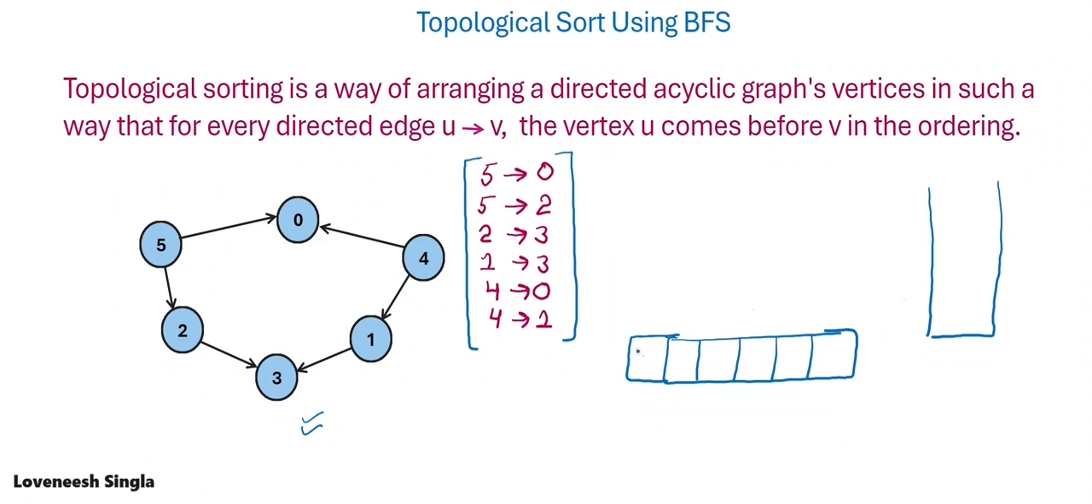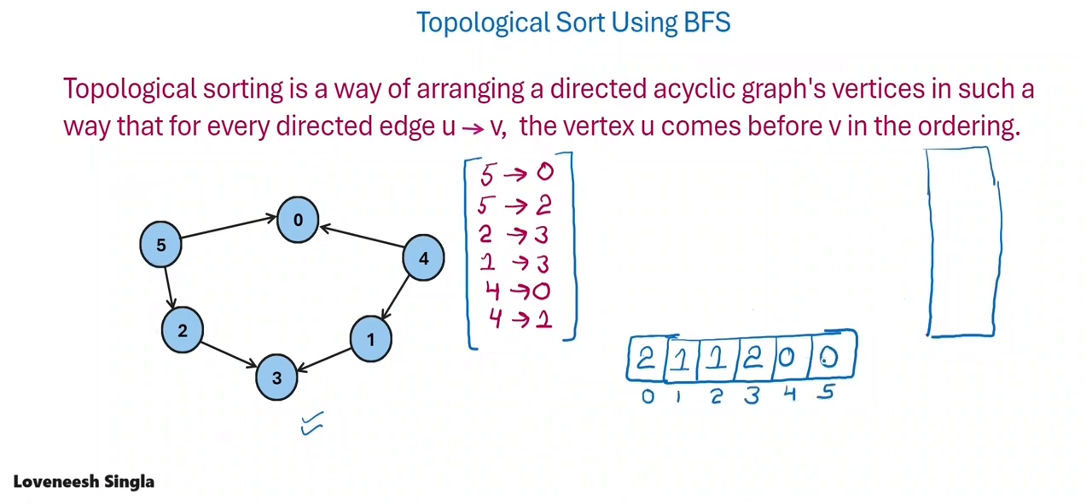For the 0th node, the number of edges coming in is 2, so 2 will be here. For vertex 1, one edge is coming to 1, so let's put 1. For 2, one edge is coming from 5, so let's put 1. For 3, two edges are coming to 3, so let's put 2. No edge is coming to 4, so the indegree will be 0, and for 5 it will also be 0 because no edge is coming to 5.